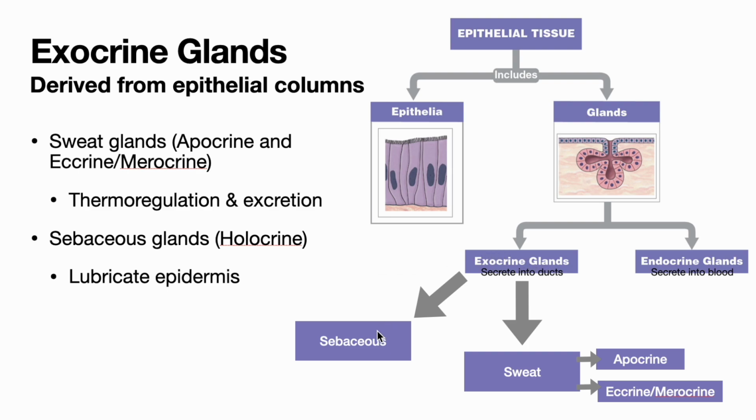So the two that we're interested in, again, are the sebaceous glands, which will use holocrine type of secretion, and sweat glands, both apocrine and eccrine glands, and both of them will use a merocrine type of secretion to release their product.